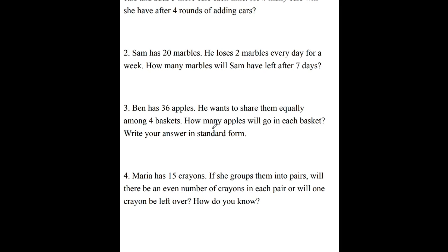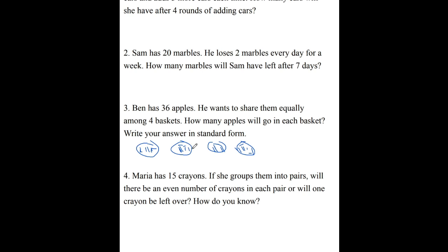Ben has 36 apples. He wants to share them equally among 4 baskets. So you could do 36 divided by 4, but if that's too complicated, you can draw your 4 baskets, and then you can tick off an apple in each basket in order. So basically, you would do 1, 1, 1, 1, and keep going until you have gone through all 36 apples. So it'd be better to count 1, 2, 3, 4, 5, 6, 7, 8, 9, 10, 11, 12, all the way to 36. So finish doing your tallies.